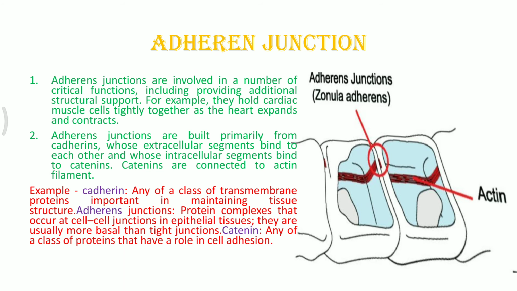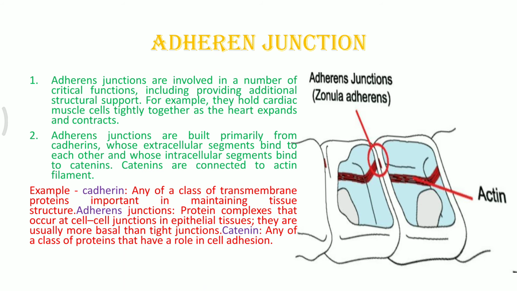These adherens junctions are built primarily from the cadherins, whose extracellular segments bind to each other and whose intracellular segments bind to catenins. Now these proteins are the ones which help in the formation of the adherens junctions. Actin filaments are proteins which help in muscle movement.